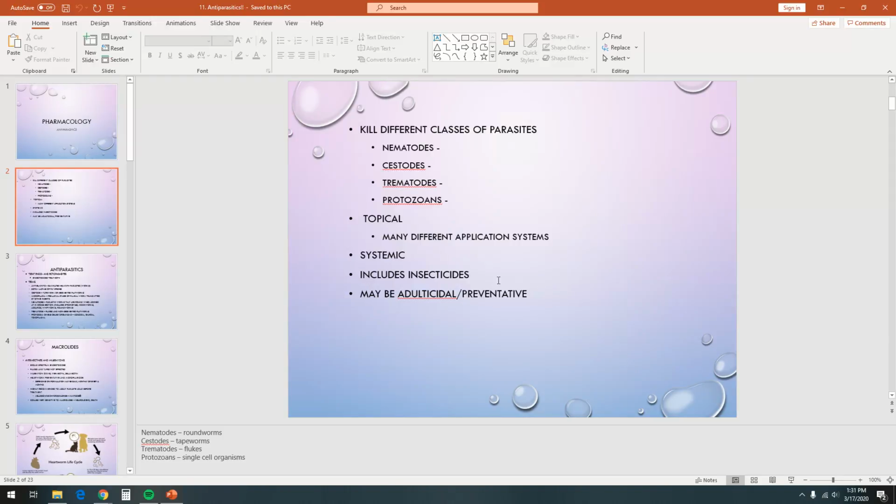A lot of our medications may be adulticidal or preventative. This means that it is only either going to kill the adults or it's going to be a preventative, like preventing the reproductive stages of that parasite from getting to adulthood.